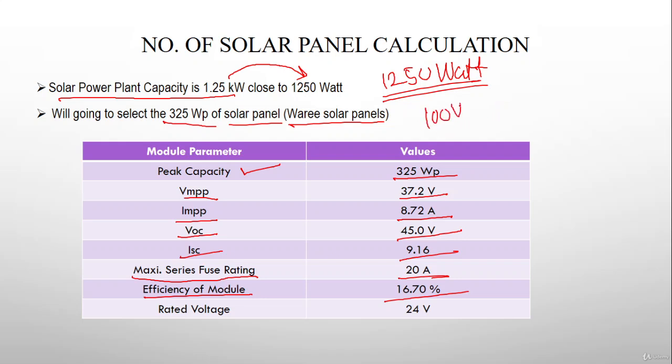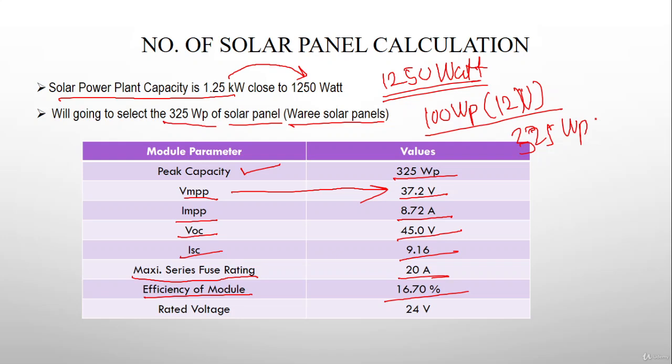Generally, whenever a solar panel manufacturer gives the datasheet, he mentions, for example, a 100 watt peak solar panel with 12 volt in brackets. This is the rated voltage they give, but in actual cases the maximum power point voltage is 37.2. Similarly, for the 325 watt peak solar panel, the rated voltage is 24 volt, but in actual cases it gives 37.2 volt. For calculation of the solar charge controller sizing, we are going to select this voltage, but the rated voltage of this standard solar panel is 24 volt.